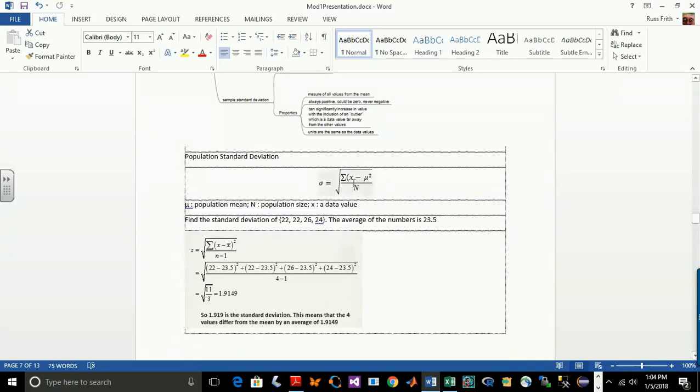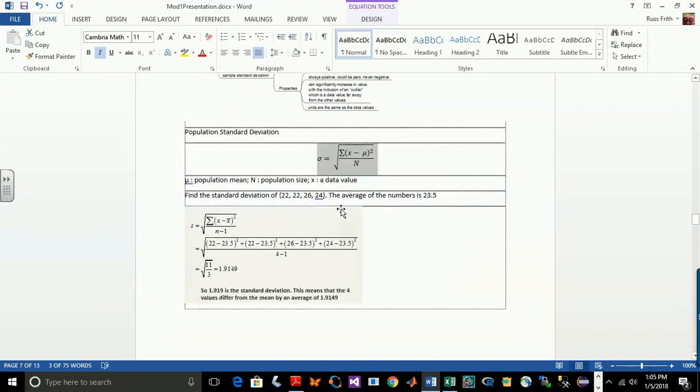Population standard deviation is this. We use the Greek letter sigma to represent population standard deviation. I forgot to include a closing parenthesis here, so I can do this by editing it. I can include it right there. Okay, it's very similar in structure to the sample standard deviation, where mu is the population mean, x is a value of a population data point, and n is the number of elements in the population.